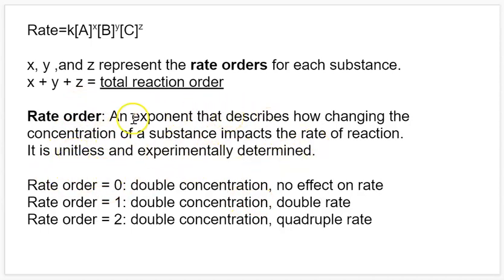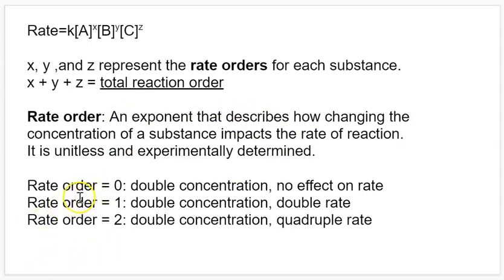So let me summarize how different rate orders can affect the reaction. If the rate order is 0, or a zero order reaction, that describes a reaction where changing the concentration has no impact on the rate. So if we were to double the concentration of the reactants, we'd see no effect on the rate. There'd be no change in the rate.